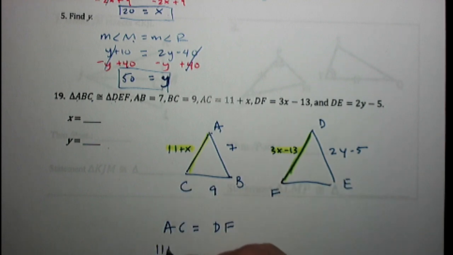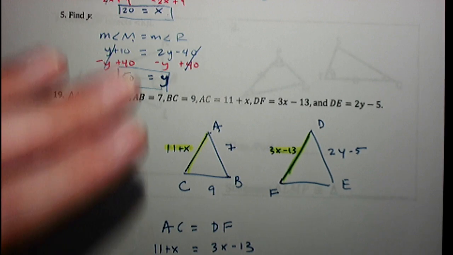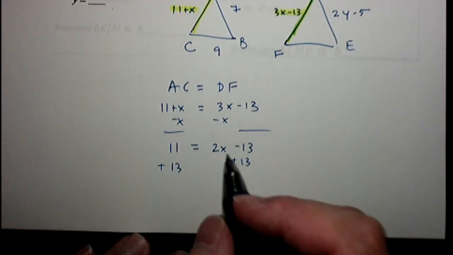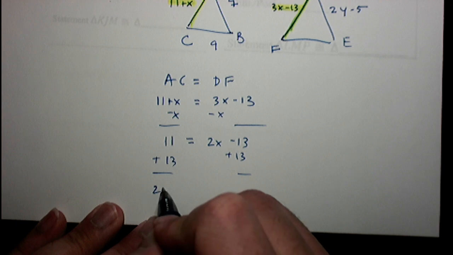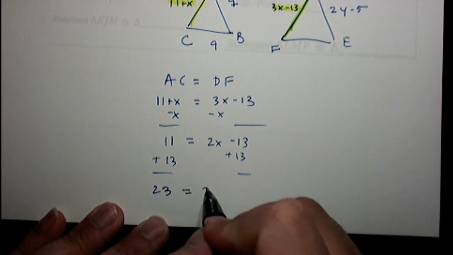So I have 11 plus x, which is equal to 3x minus 13. I'm going to subtract both sides by x here. So I have 11 equals 2x minus 13. Add both sides by 13. I know you can't see that, but here we go. So you get 23 equals 2x.